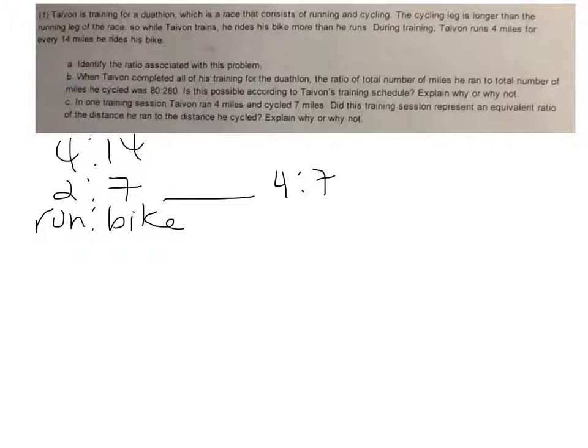Now, we know we would need to multiply 2 by 2 to get to 4. Would we also have to multiply 7 by 2 to get to 7? No, we'd have to multiply that one by 1. In order for ratios to be equivalent, you have to be multiplying or dividing all of the numbers in the ratio by the same number. So this one is not equivalent, and therefore, if he ran 4 miles and cycled 7, he is not running an equivalent ratio to his training schedule.